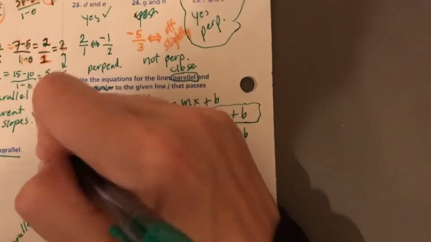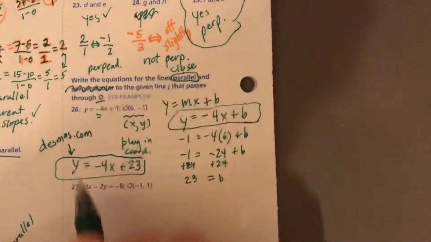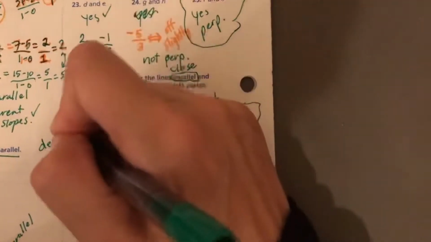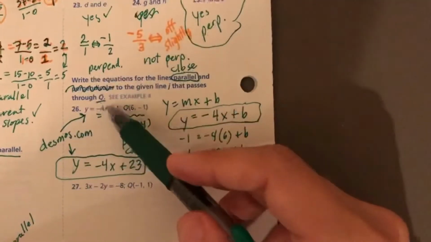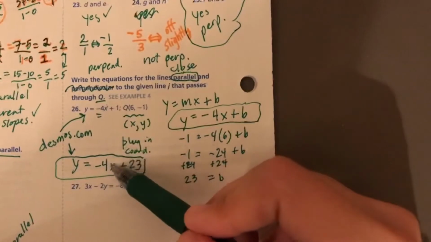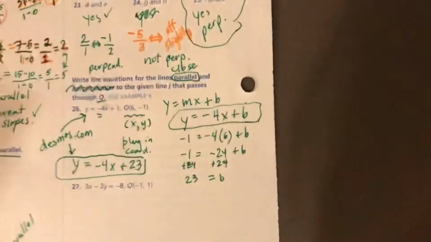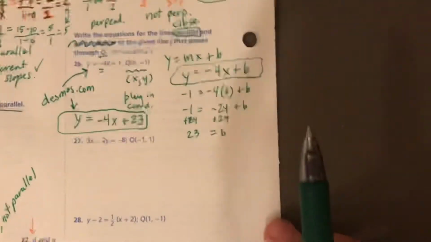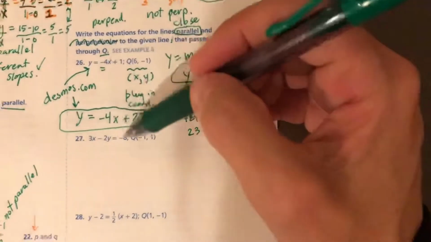Now you can double check this in Desmos.com. Really smart to do it. If you type this into Desmos, you will confirm that these 2 lines are parallel and that this new line goes through that point. Really cool tool. Okay, let's do another one.